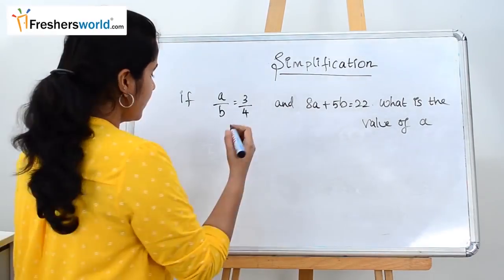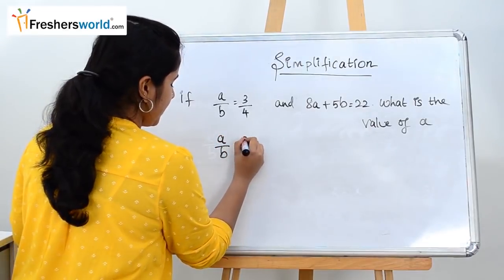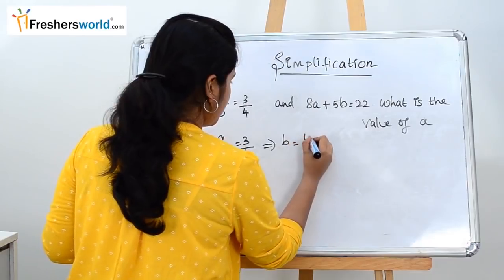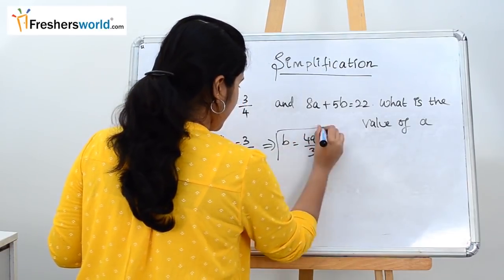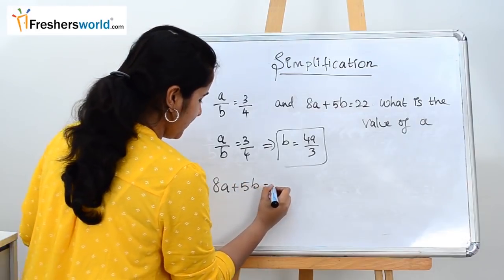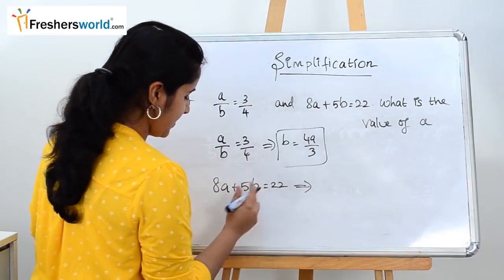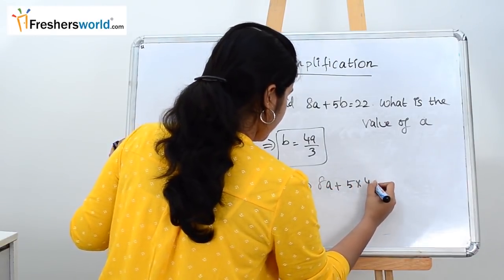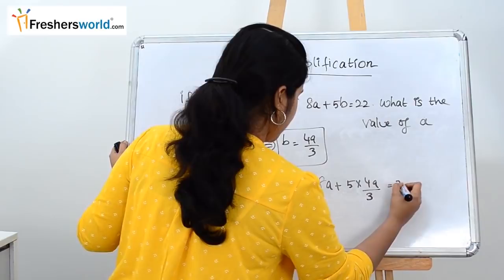So let's get started. A by b is equal to 3 by 4. So this can be written as b is equal to 4a by 3. Now take the equation 8a plus 5b is equal to 22. Substitute the value of b here. So 8a plus 5 into 4a by 3 equal to 22.